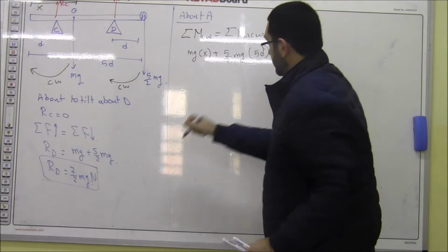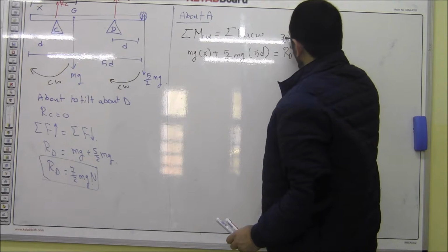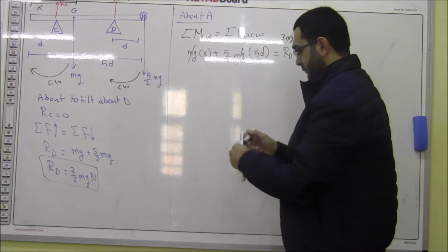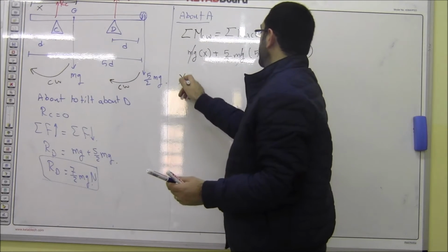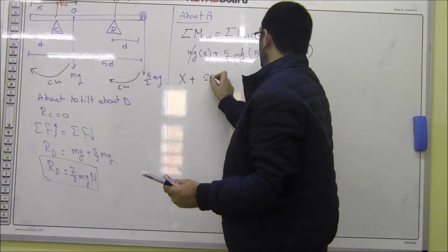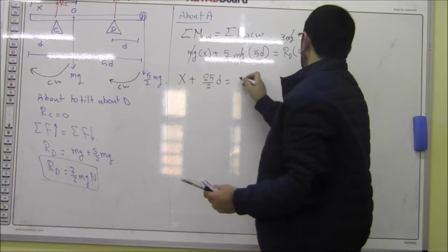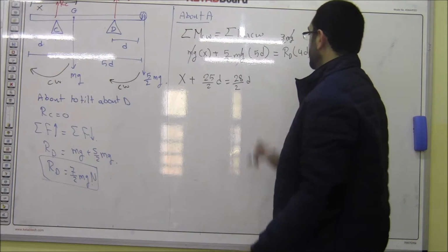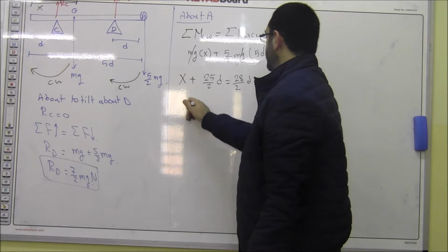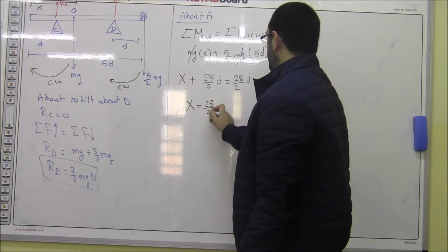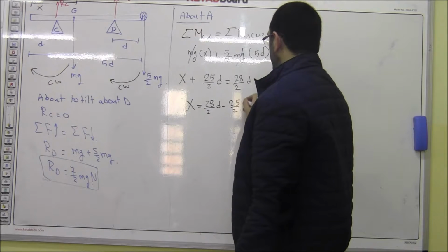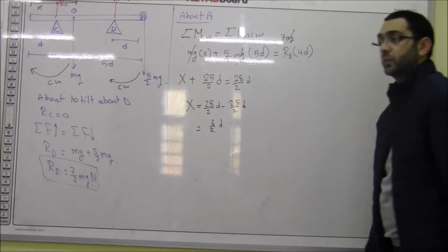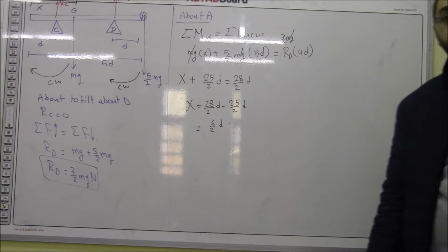Okay, RD is 7 over 2 mg. What did we do? Cancel out mg, right? So what do we have here? x plus 25 over 2 d equals 7 times 4, 28 over 2 d. Move this here. x equals 28 over 2 d minus 25 over 2 d. This will result in 3 over 2d. Okay, fine?